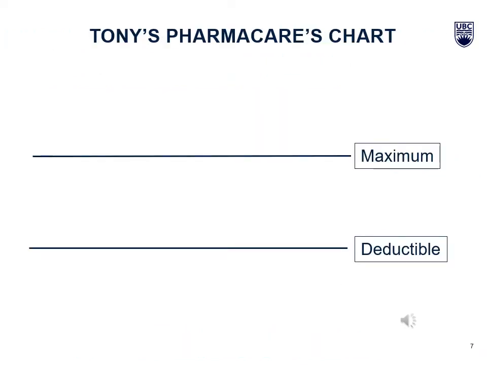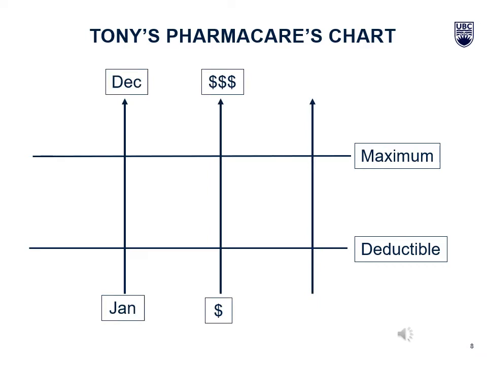This figure is something that my pharmacy students like to call Tony's PharmaCare chart, and it's a good visual aid if you've never dealt with PharmaCare or insurance plans before. It begins with two horizontal lines. The bottom horizontal line is a patient's deductible, and the top horizontal line is a patient's maximum. Again, a deductible is the amount that a person must pay before PharmaCare will start to pay anything. A maximum is the amount that a person pays before PharmaCare will pay all of their eligible prescription costs.